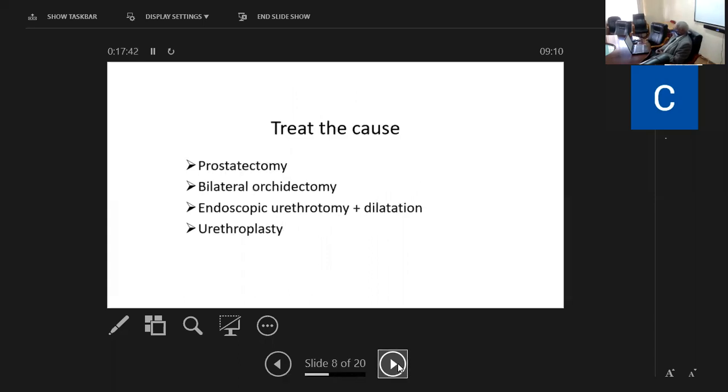Treatment, treat the cause, prostatectomy. I want to dwell on this because this is the topic of the day. Prostatectomy. There are four types you can read in the books, but the main ones are three. When you have made a diagnosis from history, physical examination, investigations you have done, you have confirmed it is a benign prostate, you can take for prostatectomy.